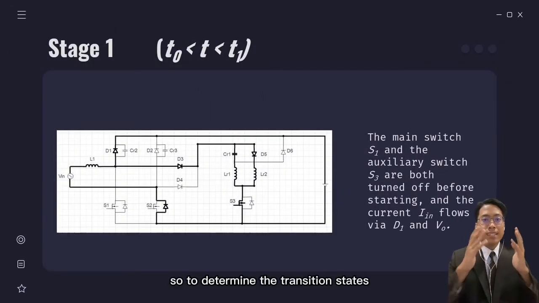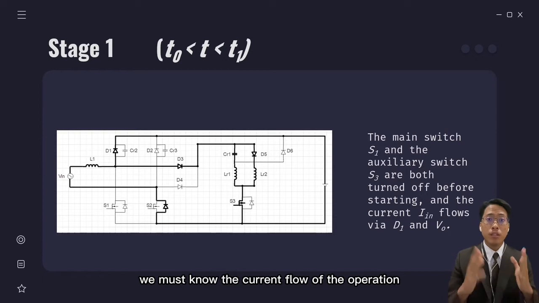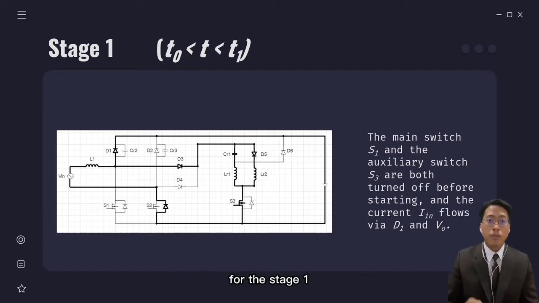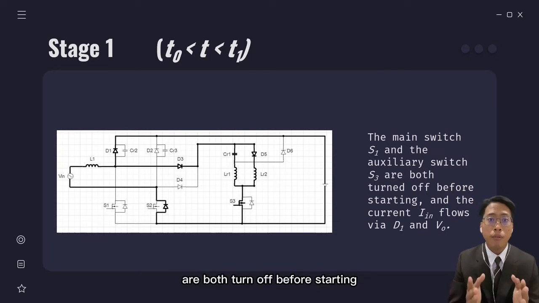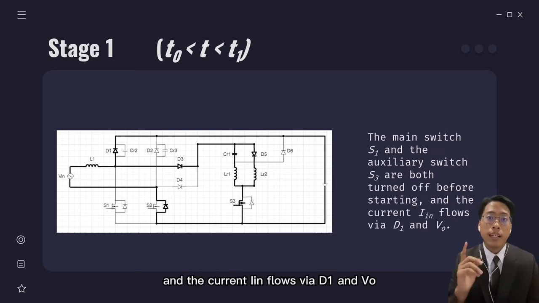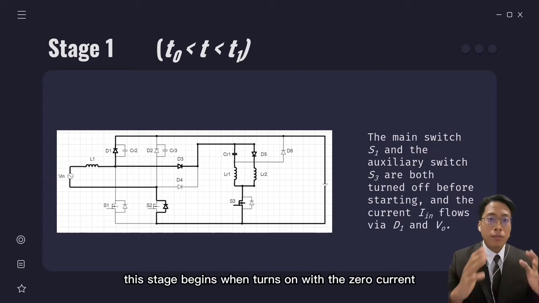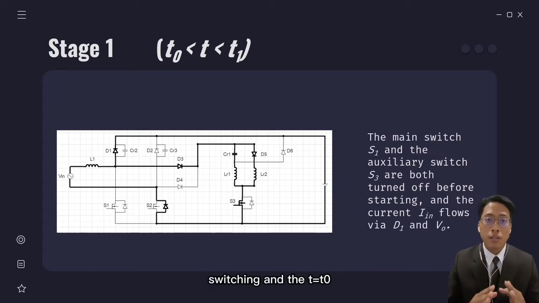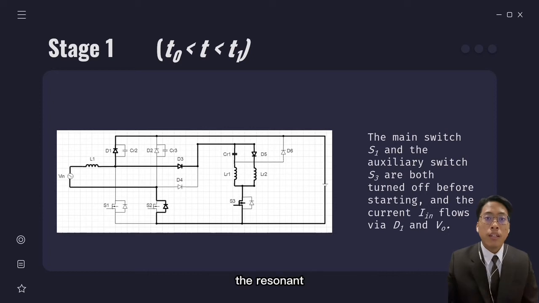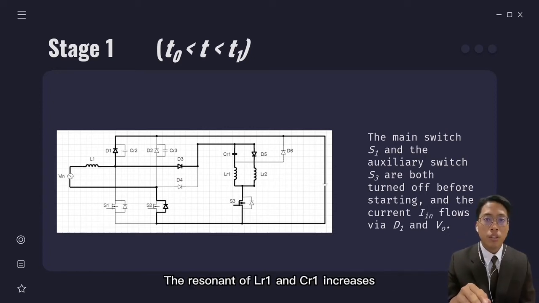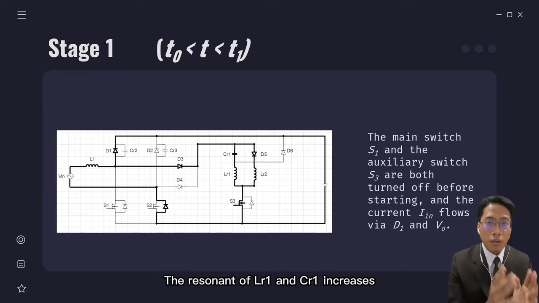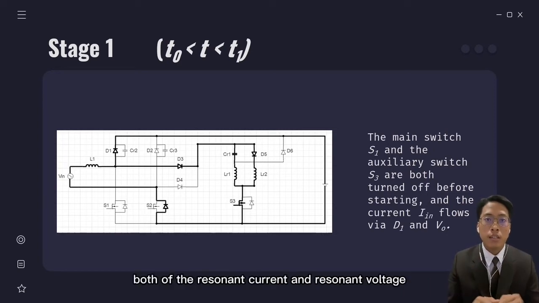To determine the transition states in the power conversion, we must know the current flow of the operation. For stage 1, the main switch S1 and the auxiliary switch S3 are both turned off before starting, and the current IN flows via D1 and Vout. This stage begins when S3 turns on with zero current switching at t equals 0. The resonant inductor LR2 charges linearly from the output voltage Vout. The resonance of LR1 and CR1 increases both the resonant current and the resonant voltage.